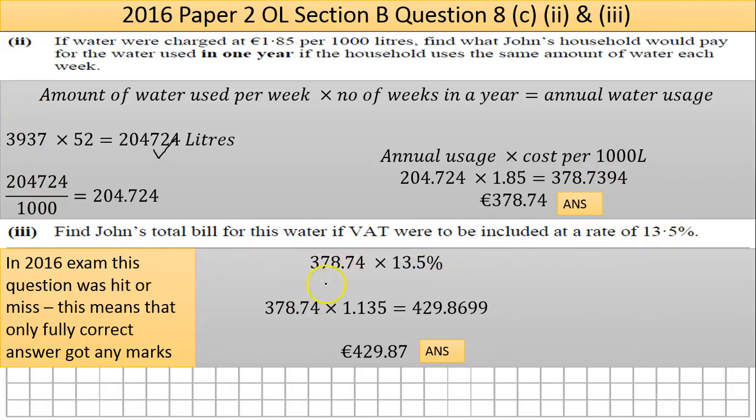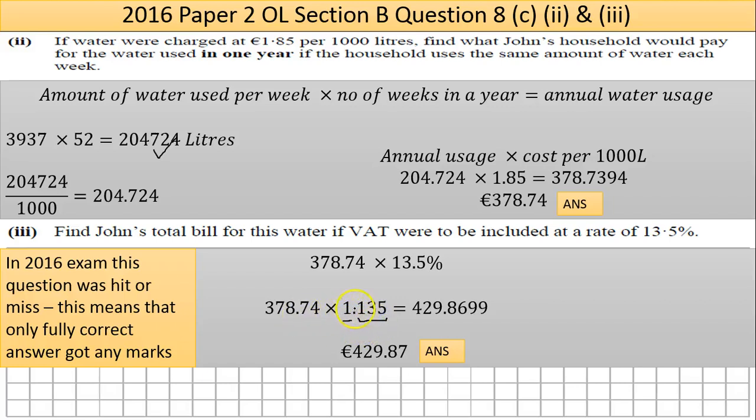Okay, so what I've done here now, this is maybe a bit of a reach for some people, but I'm basically getting 13.5% of 378.74, and adding that back onto the original. Now I can do that by multiplying my figure by 1, which will represent the 378.74, and the extra 13.5%, which is the same thing as 0.135. You can test this in your calculator by dividing 13.5 by 100, and you'll get the figure of 0.135.